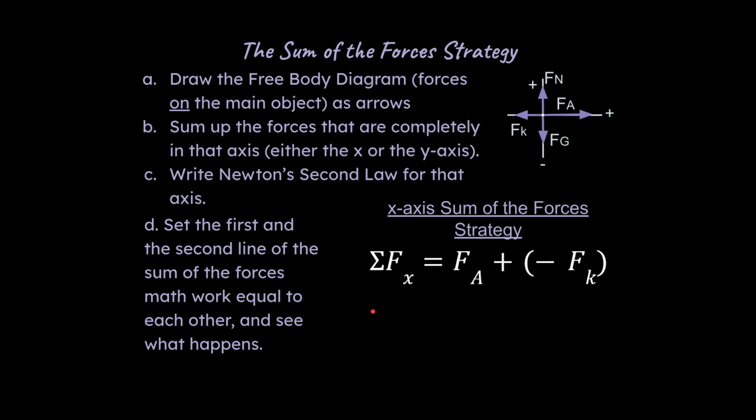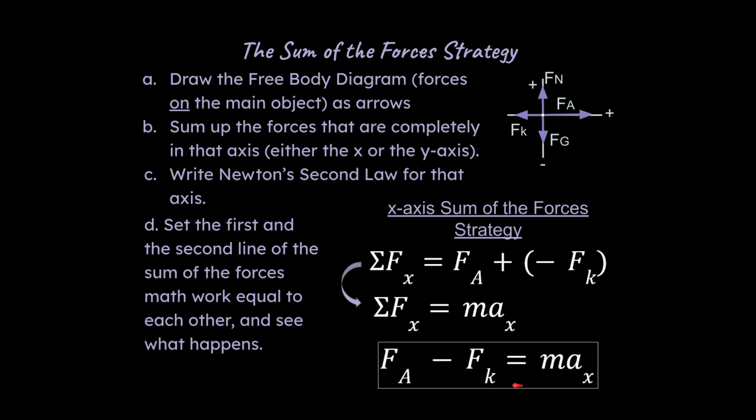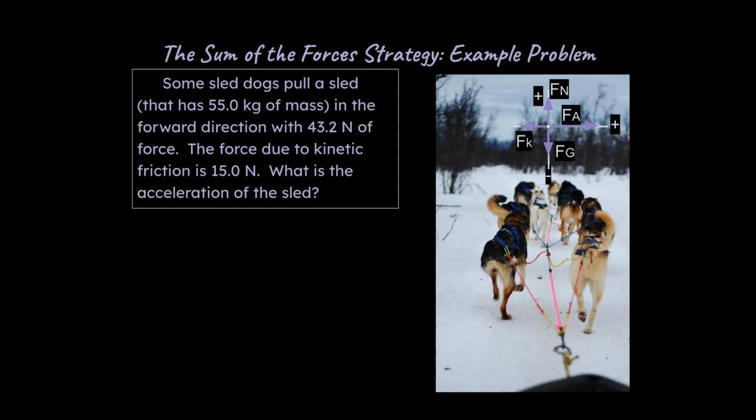The second line for the sum of the forces strategy, like I said, was going to be to write Newton's second law. So the sum of the forces in the x is equal to mass times acceleration. So, notice we've got this thing is equal to something, and then we've got that same thing is equal to something else. So what we're going to do is set these two things equal to each other, and if we do that, then we get this combination or composite equation that we can do some useful things with. Alright, and so let's see how this works in the context of a problem.